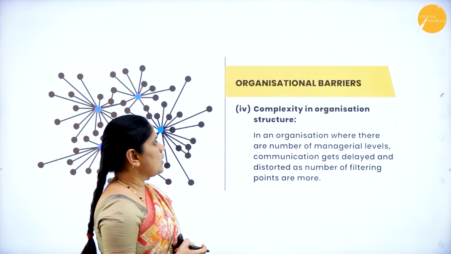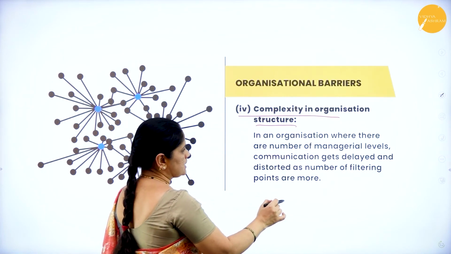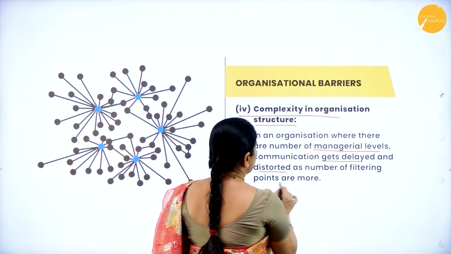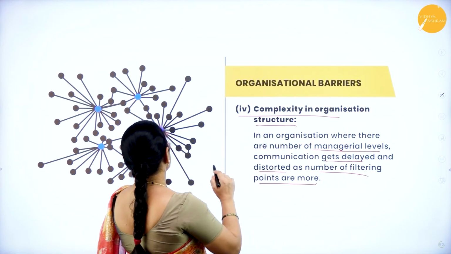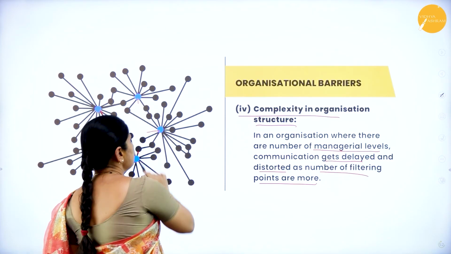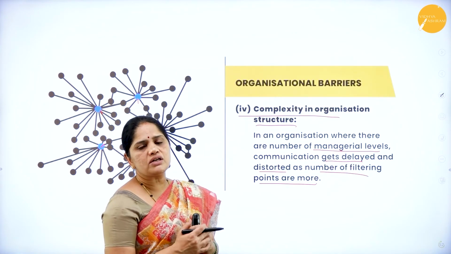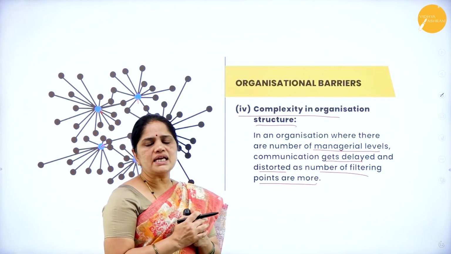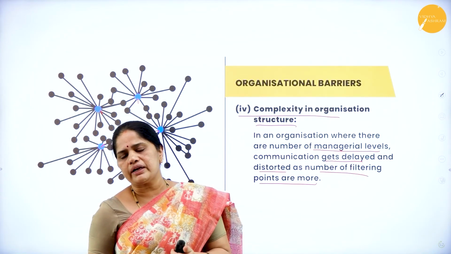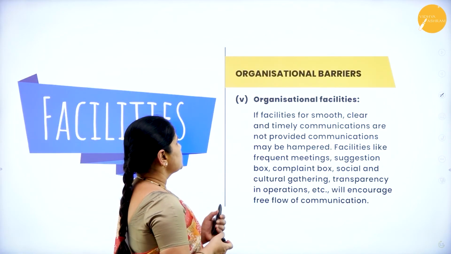Then, the next organizational barrier is complexity in organizational structure. In an organization where there are a number of managerial levels, communication gets delayed and distorted as the number of filtering points is more. If you can see this, there are a lot of clusters here and a lot of filtering points. At these points, the messages get filtered and go to the next level. So when there are more and more levels of communication in an organization, the message which goes to the ultimate receiver will be filtered through all these channels and ultimately reach the receiver, which is not very good. So this sort of filtering, we call organizational barriers.